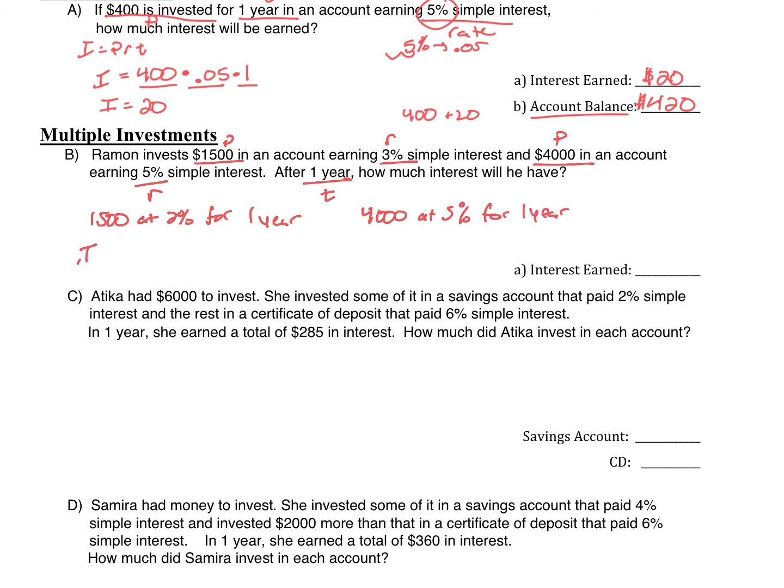So this equation here is going to be I equals 1,500 times 0.03, because that's what happens if you change 3% into a decimal, times 1 year. This one here is going to be interest equals 4,000 times 0.05, again, 5% written as a decimal, times 1 year. Okay, so then all we got to do is type this into a calculator, and we find out that $1,500 at 3% interest for 1 year comes out to be $45, and $4,000 at 5% for 1 year comes out to be $200. So, it wants to know the interest earned? Well, that's going to be $45 plus $200. We earned $245 in interest in this situation.